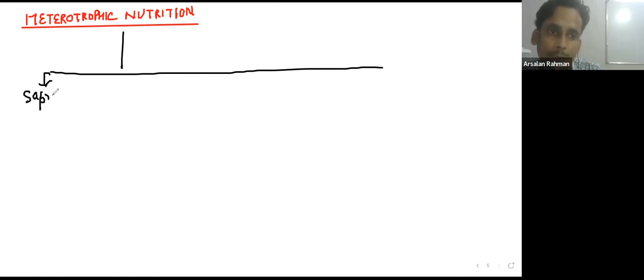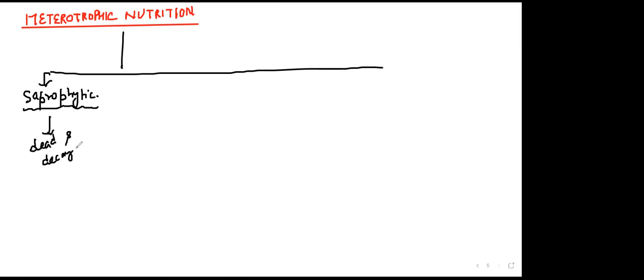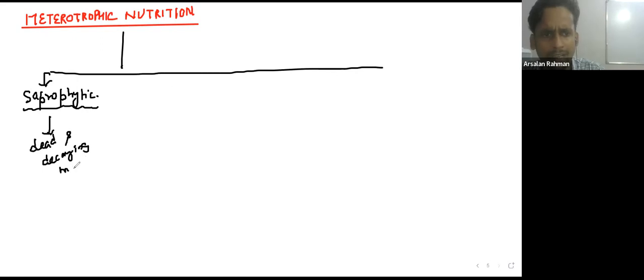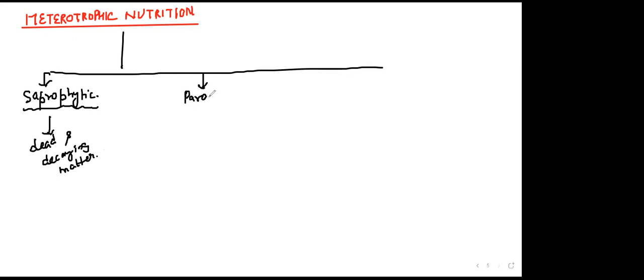The first one is saprophytic, in which an organism obtains food from dead and decaying matter. I have already explained this. Fungus use this mode. The second one is parasitic mode of nutrition.